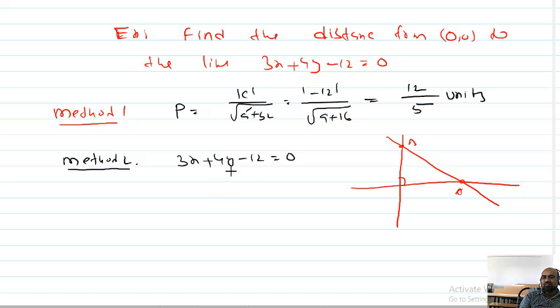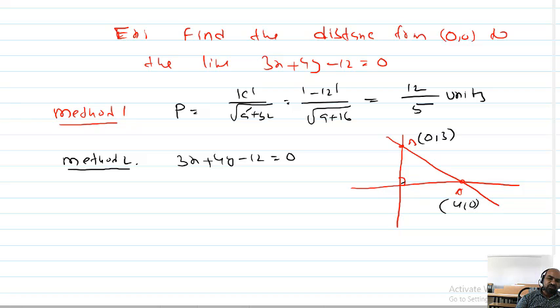What is the x-intercept? Put y equal to 0. Then x equal to 4, which means the point 4 comma 0. Y equal to 0 means x equal to 4, correct. If x equal to 0, y equal to 3, the point 0 comma 3. Okay. Now what do you want?